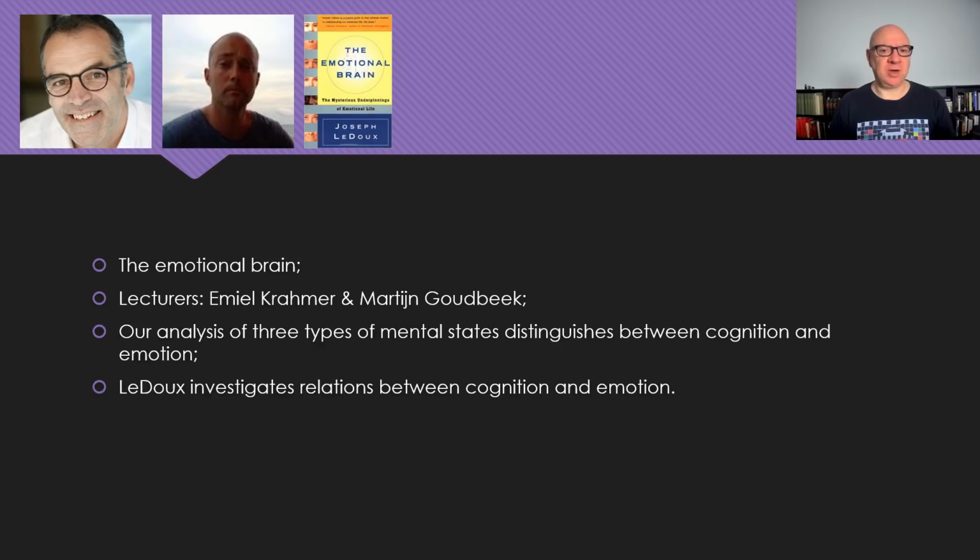The same goes for emotions. If you do this cognitive neuroscience track, you get a course on the emotional brain. You're going to study a really good book and text by Joseph Ledoux. Really interesting if you're interested in cognitive neuroscience and emotions. So I think this is a book well chosen by Emil and Martijn. Those are the lectures.